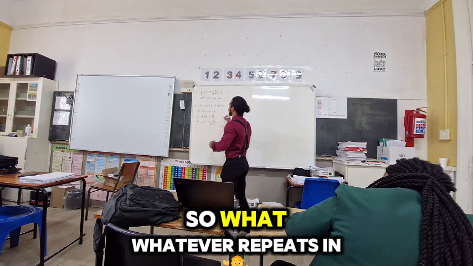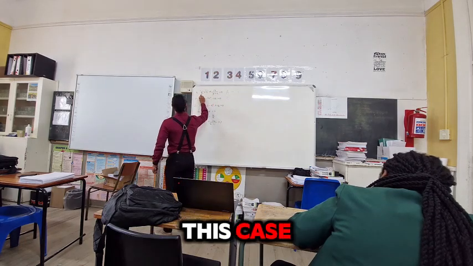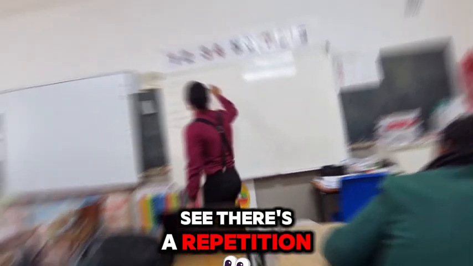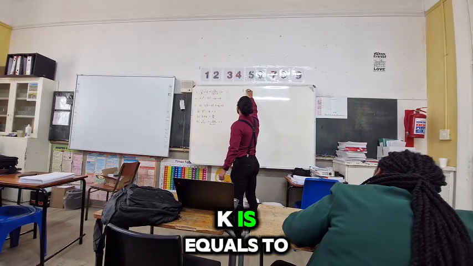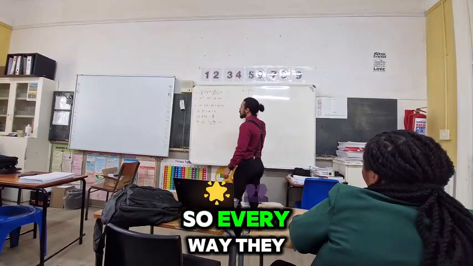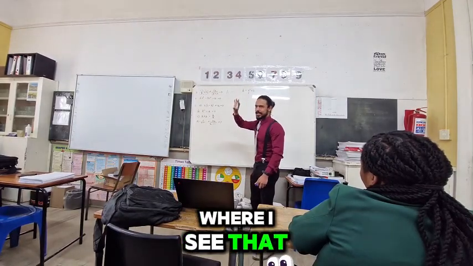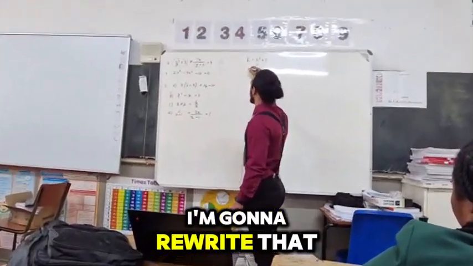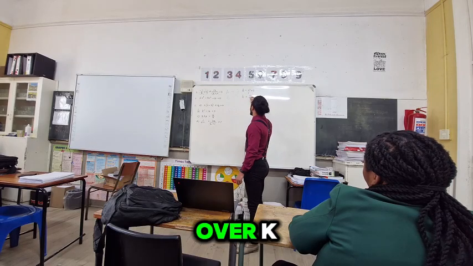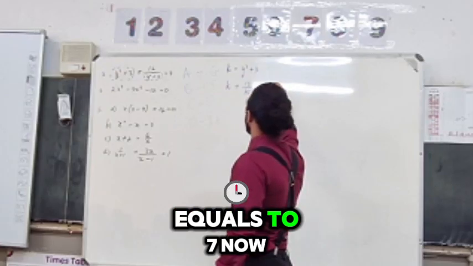So whatever repeats, in this case it will be y squared plus 3, and there I can say there's a repetition of that, so I'm going to say K is equal to whatever repeats, so that's going to be y squared plus 3. So everywhere I see that, I'm going to rewrite it as K plus 12 over K equals 7.